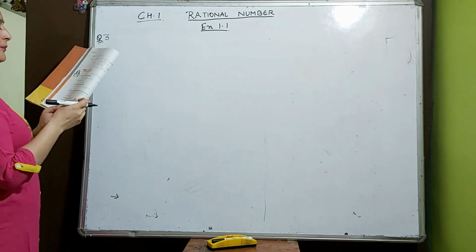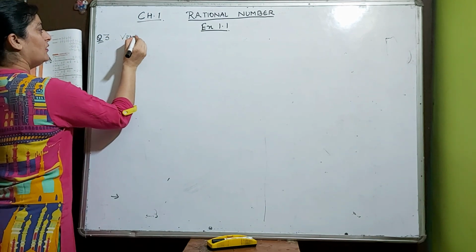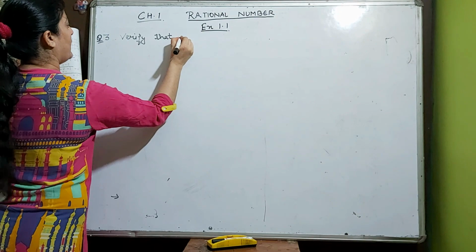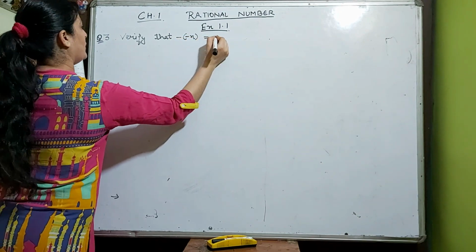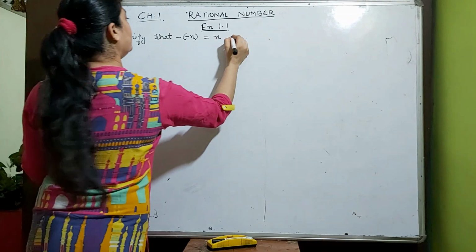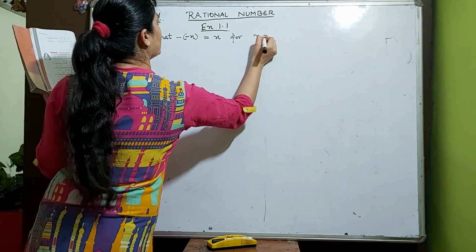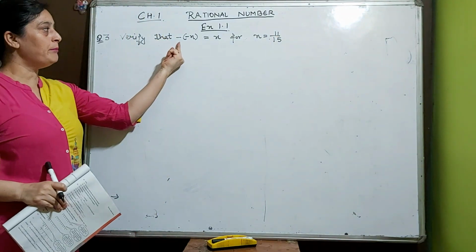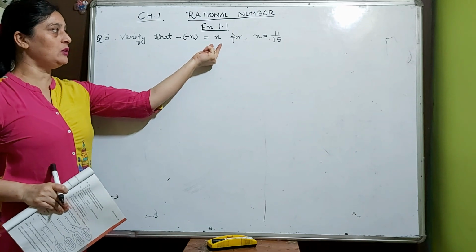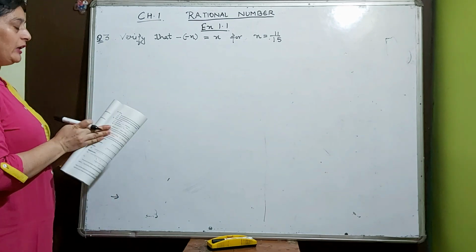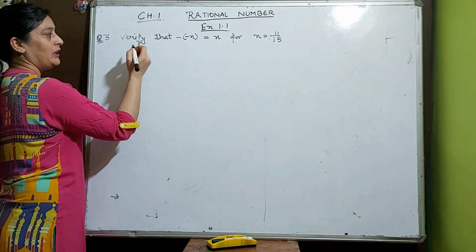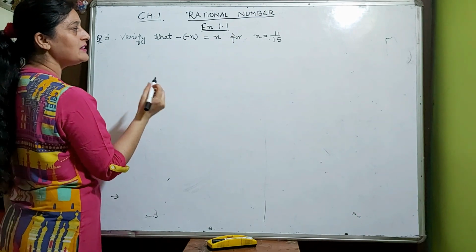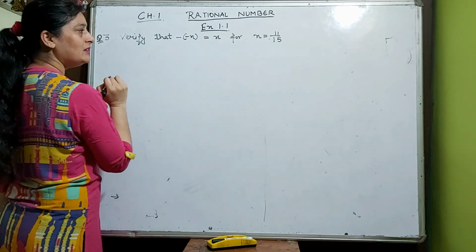Question number third, verify that minus of minus x is equal to x for x is equal to 11 by 15. You have to verify that minus of minus x is equal to x. Remember the multiplicative inverse property, multiplicative identity. What does multiplicative identity say? That the reciprocal of this is 1.